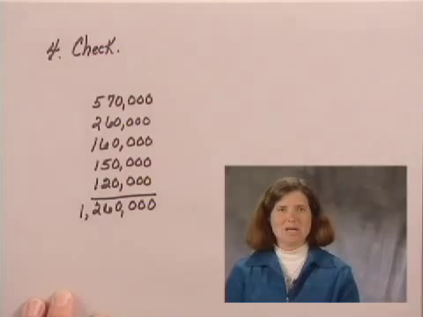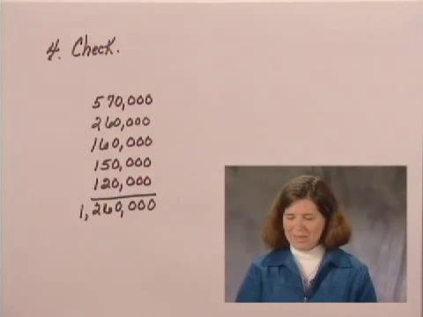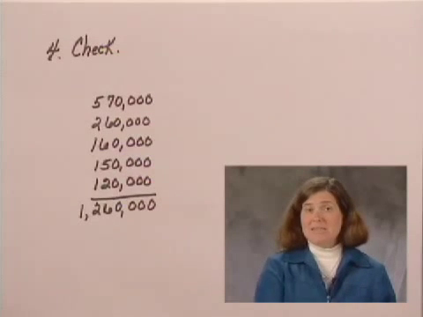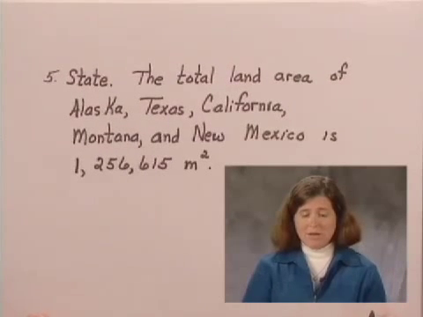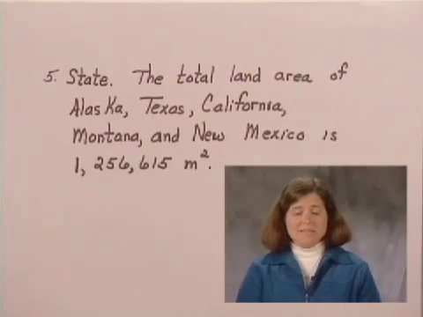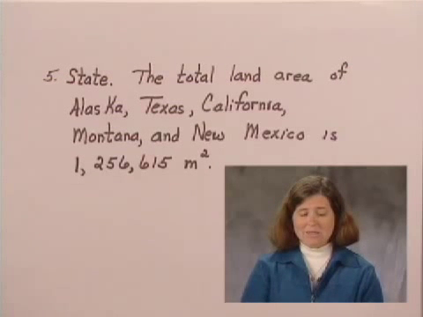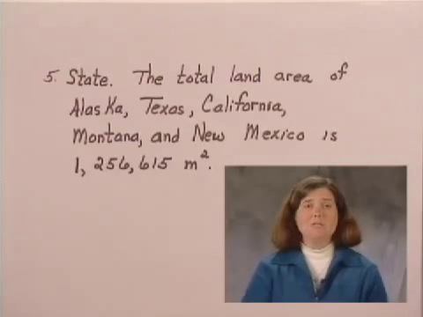Again, not an exact check, but a pretty good check to see if at least our answer was in the right ballpark. We're going to assume that our answer is correct, and the last step is to state the answer. State it clearly in a complete sentence. The total land area of Alaska, Texas, California, Montana, and New Mexico is 1,256,615 square meters.